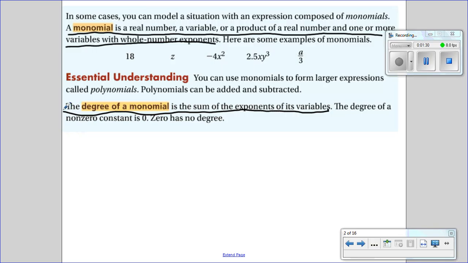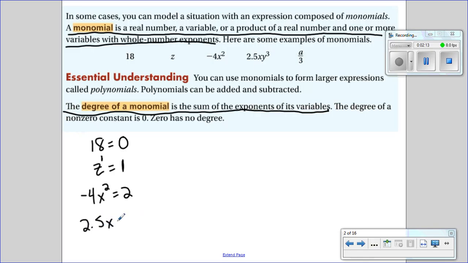The degree of a non-zero constant is 0. Okay, so we're going to look at each one of these. What would be the degree of 18? Well, that is a non-zero constant, and since it doesn't have any exponents on variables, the degree is 0. Technically z is z to the first, so that has a degree of 1. Negative 4x squared, we're looking at all the variables' exponents, so that's 2. That's the degree of that one.